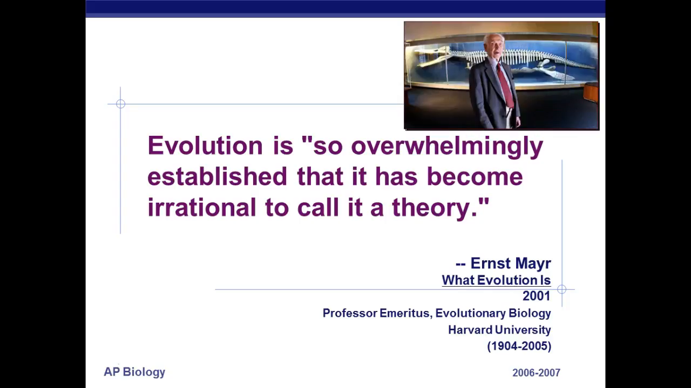Another towering figure in 20th century evolutionary biology was Ernst Mayr. Mayr said evolution is so overwhelmingly established that it has become irrational to call it a theory. Many scientists today would say that evolution should be treated as a law, just like the law of gravity. It's been so overwhelmingly established by evidence, both from fossils, from artificial selection experiments, anatomical evidence, biochemical evidence, that there's no reason to consider it a theory that will ever be rejected. It's been established so firmly, we should call it law.